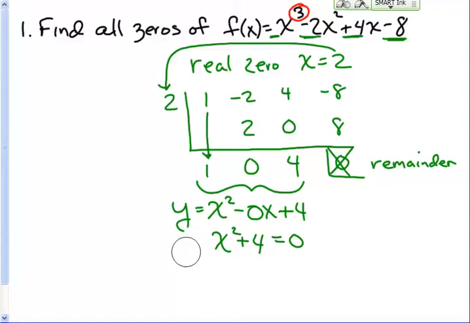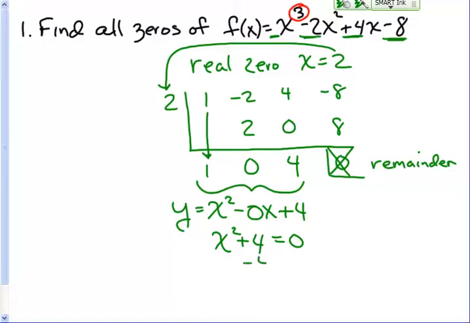Now we have a quadratic equation here, which we could solve by square roots. If it had an x term, we would have to use either completing the square, factoring, or quadratic formula. Since they're complex zeros, most likely it would be completing the square or quadratic formula.